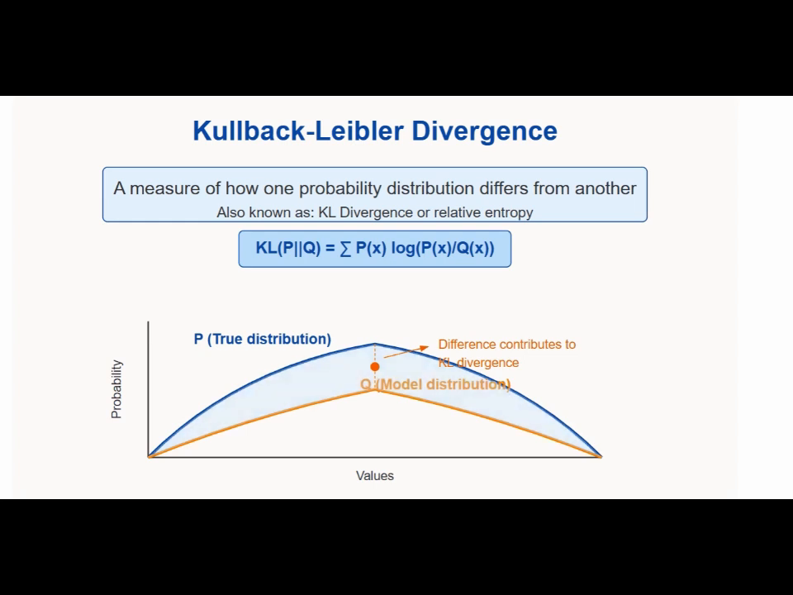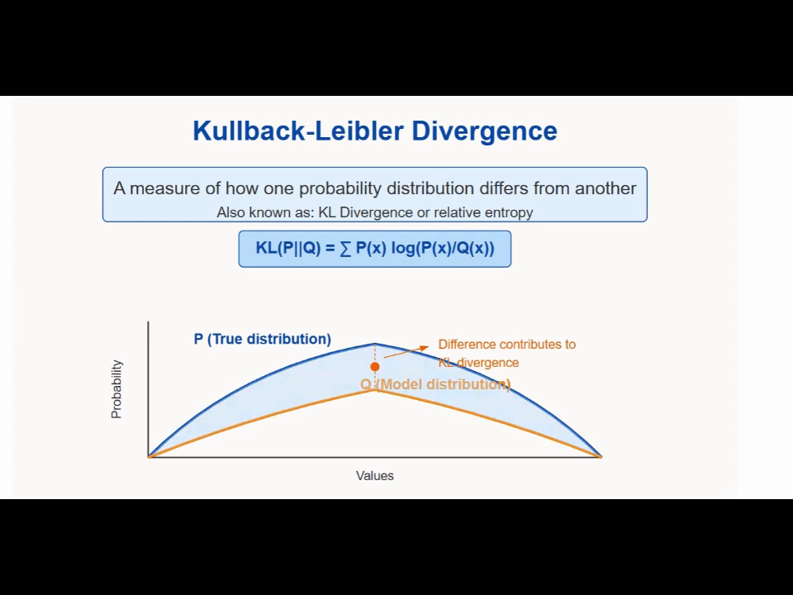The formula for KL divergence is the sum over all possible values of x, of P of x, multiplied by the logarithm of P of x divided by Q of x. This always yields a non-negative number that equals 0 only when the distributions are identical.